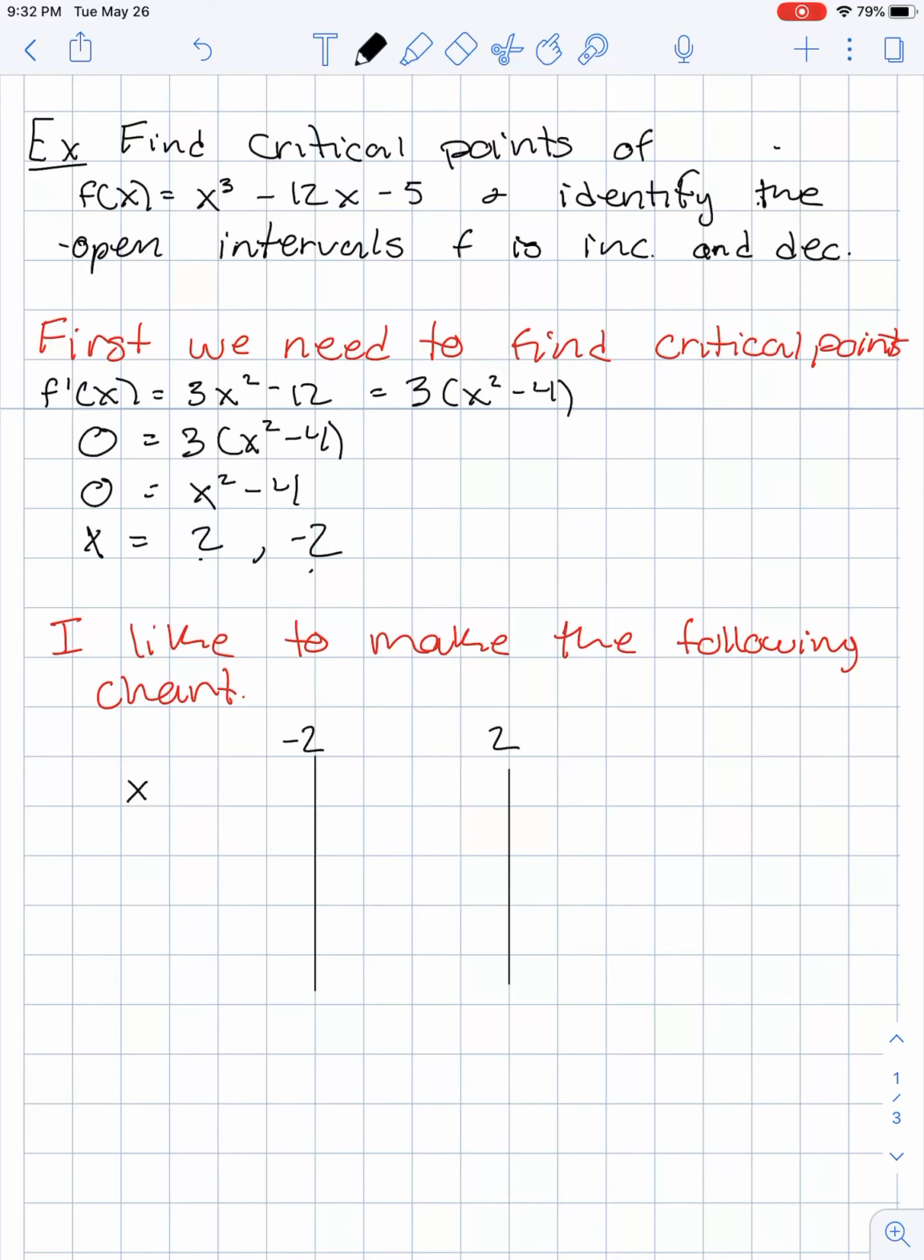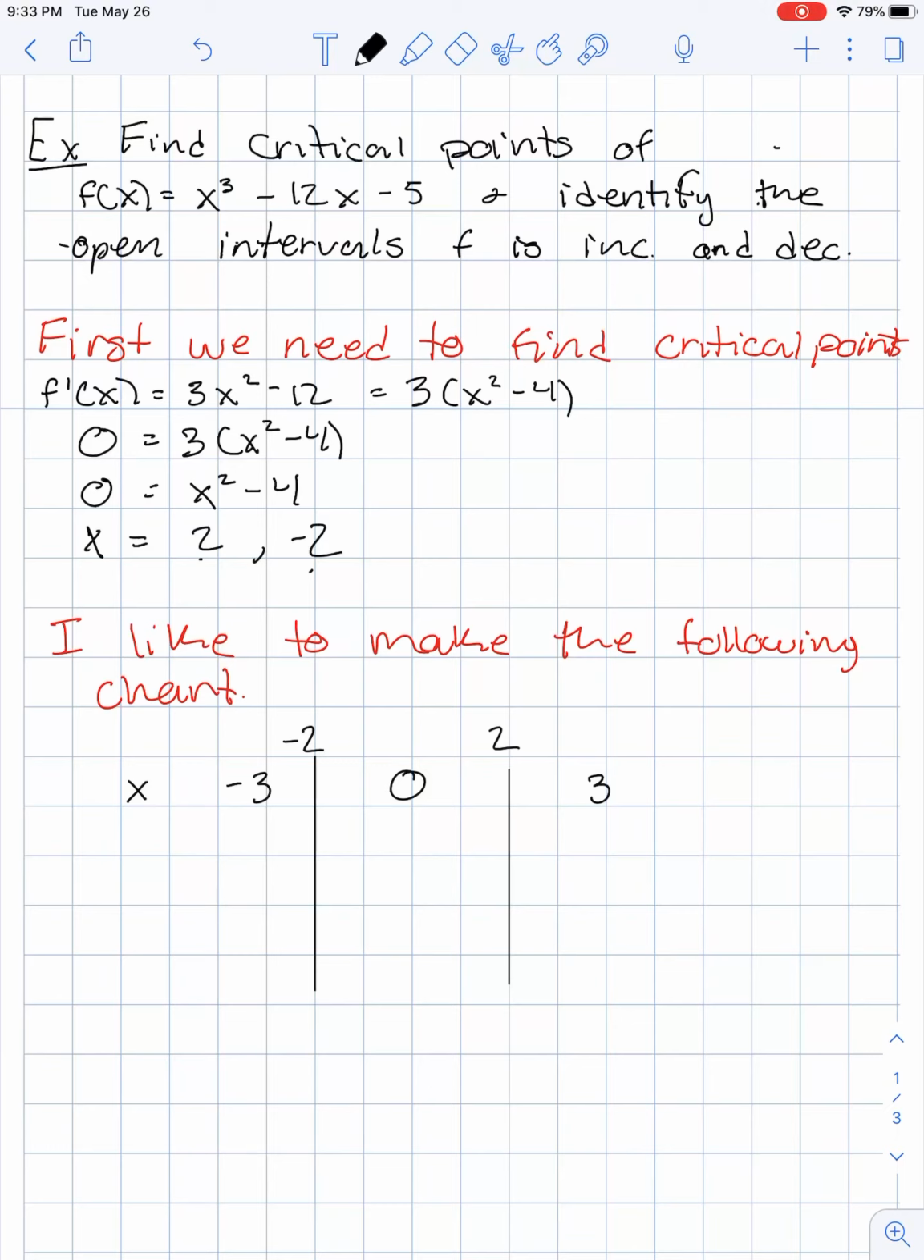I'm going to plug these numbers into my derivative to see if I'm positive or negative. So I'll plug in -3, a number between -2 and 2, which is 0, and a number greater than 2, so choose 3. We're doing this because when I plug -2 or 2 into the derivative, that gives me 0. So for any interval between those zeros, if it's positive, it's positive on that whole interval. If it's negative, it's negative on that whole interval. It can't change because these are the only two spots where the derivative is equal to 0.